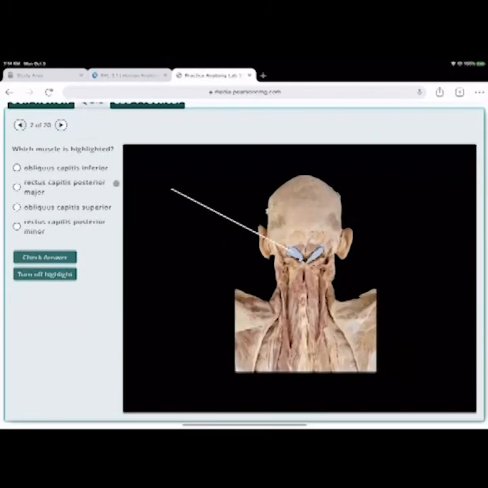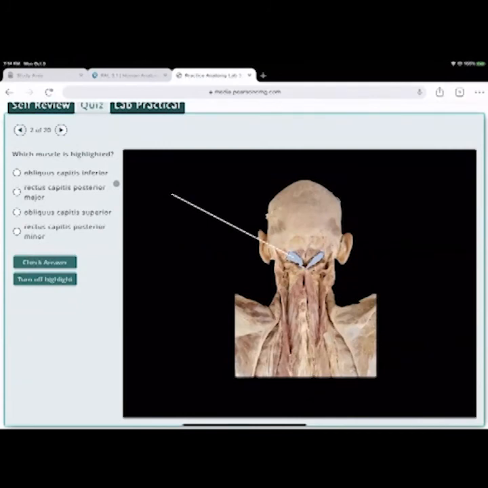Okay, which muscles are those on the back, on the posterior view of the head? What's that? There's two muscle groups here. This is the major. This is the minor. This is the major down below it. The rectus capitis posterior. Yeah. Posterior. Major. Yeah. Right. The minor is superior and major is inferior. Got it. Perfect.